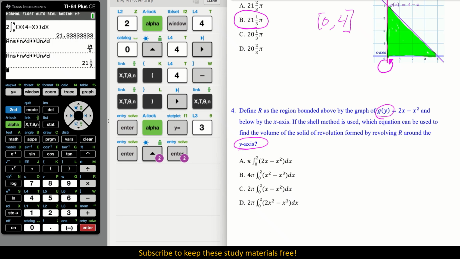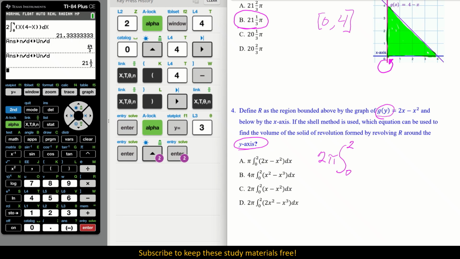Well, first off, we know that the form is 2 pi, and I'm going to write it out because this is what they're saying. If the shell method is used, which equation can be used to find the volume of the solid of revolution formed by revolving R around the y-axis? We're using the shell method, and the shell method is 2 pi. They give us what we're revolving, and every single one of them is 0 to 2. So obviously that's part of the answer.